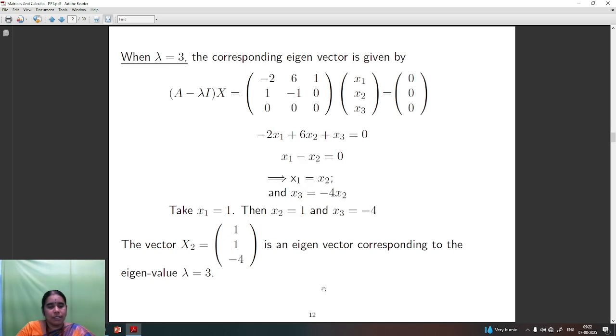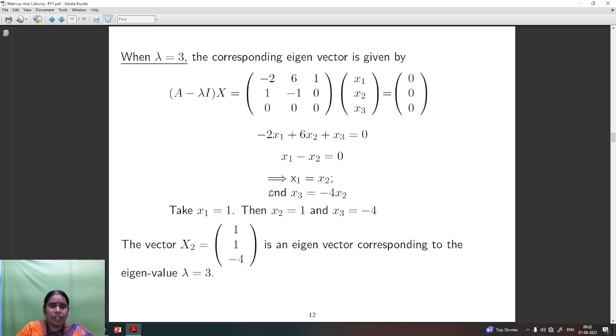For lambda equal to 3, in the same way, A minus lambda into x equal to 0. We subtract 3 from the diagonal elements, getting A minus lambda equal to this matrix, into x equal to 0. On taking the product, we would have 3 equations, but all 3 elements in the last row are 0, so we have only two equations. On solving these two equations, we have the eigenvector as 1, 1, minus 4.